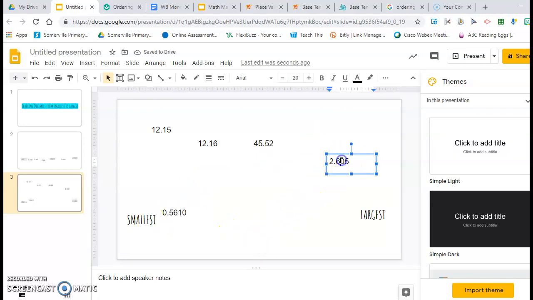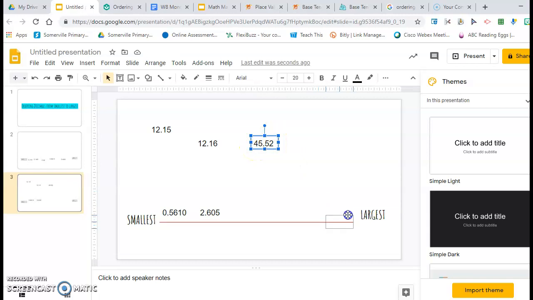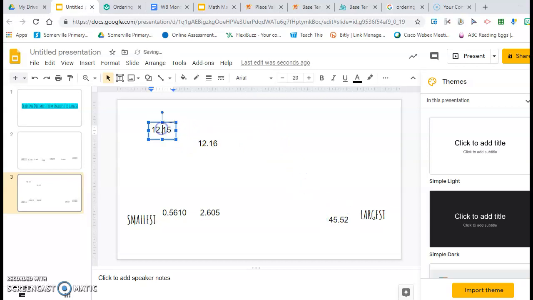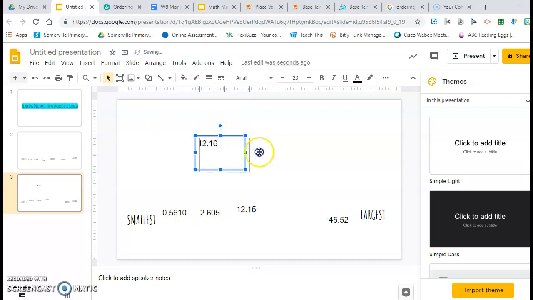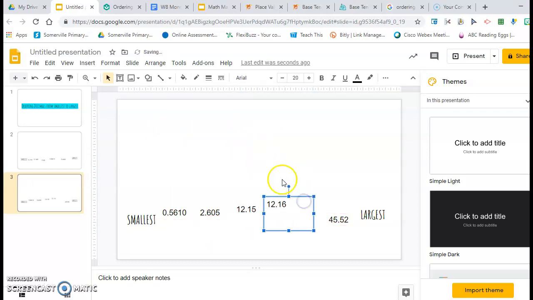Now we can see this one has a 2 for ones. So I'm going to put it down this end as well. This one has 45, right? So 5 ones and 4 tens, so 45. So I'm going to put it on the large end of the scale. And with my other two, I'm going to put them in the middle because they've both got 12. See the 1 and the 2.